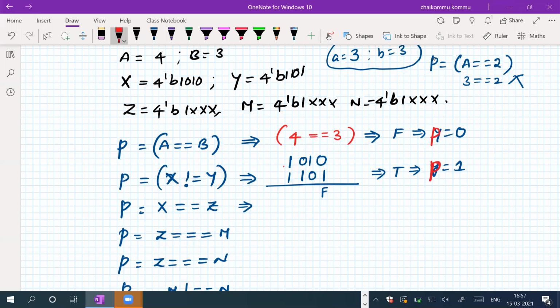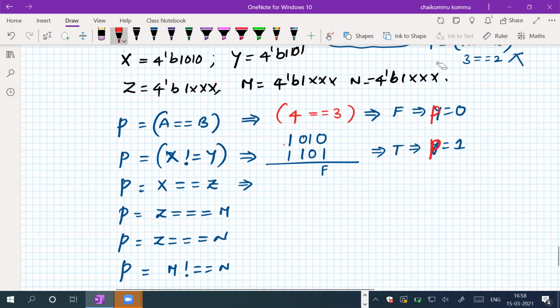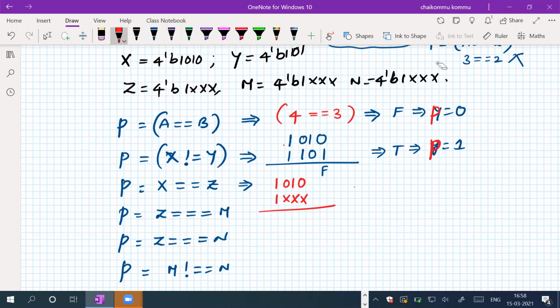What about X is equal to Z? What is the X value? The X value is actually 1010. What is the Z value? 1xxx, right? So if you want to perform the comparison, what is the value that we'll get? Since any one of the data is equal to unknown, the value of this one is also unknown. Therefore, function 1 is actually unknown. So what do you mean by the unknown? Unknown means X. So here the X is the value, logical value, unknown.